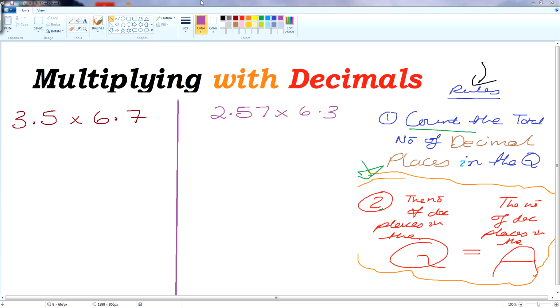Yep. Good. Okay, rule number 1 states that we have to count the total number of decimal places. So one thing we have to emphasize here is we are counting decimal places and not decimal points. This is a decimal place. This is a decimal place.